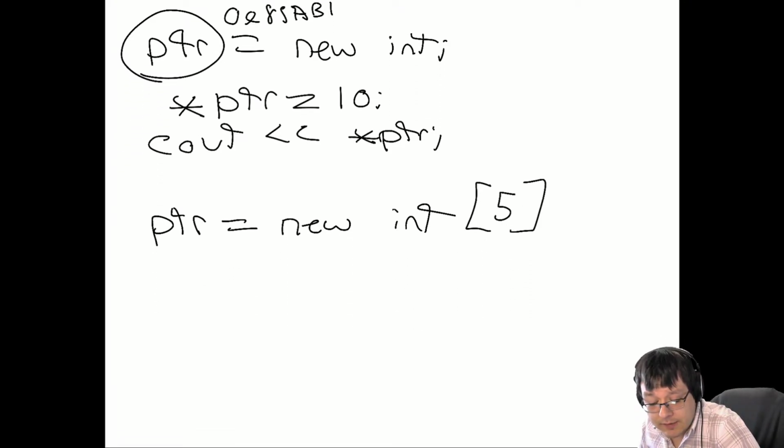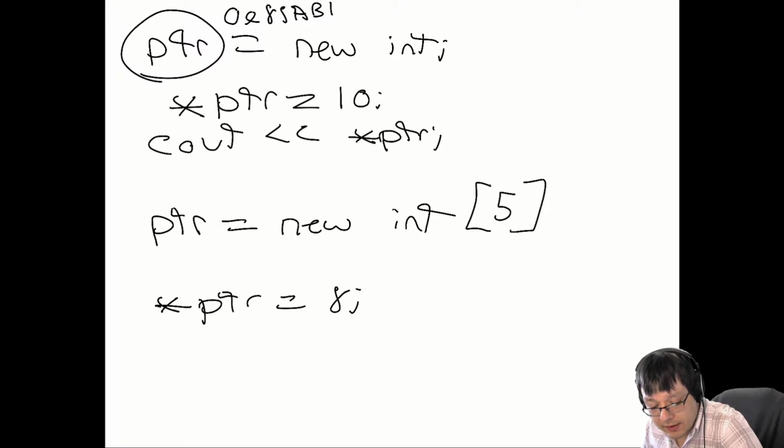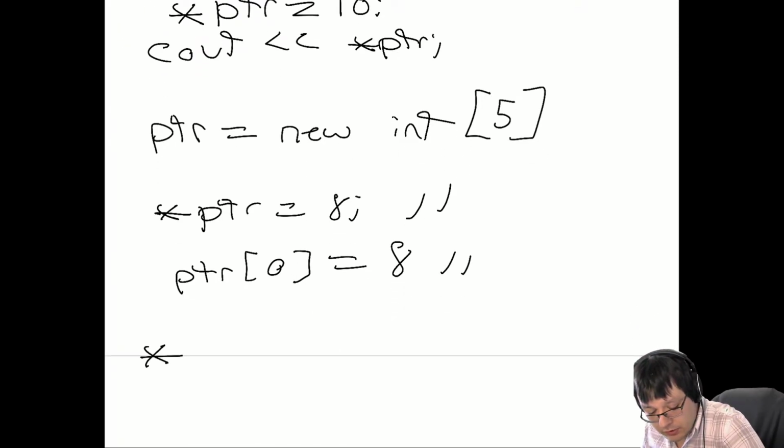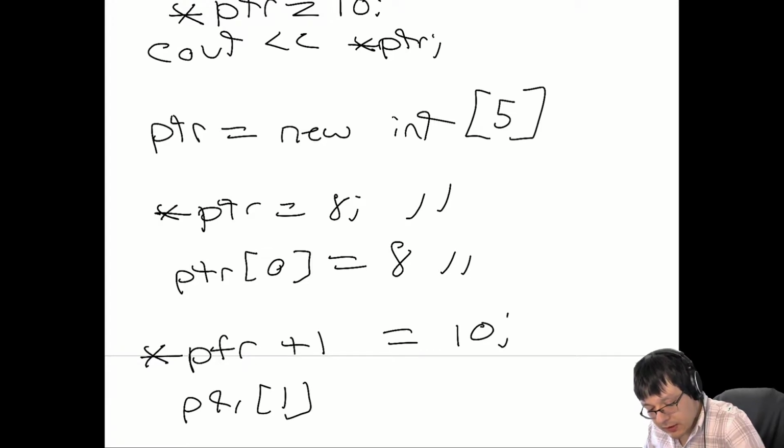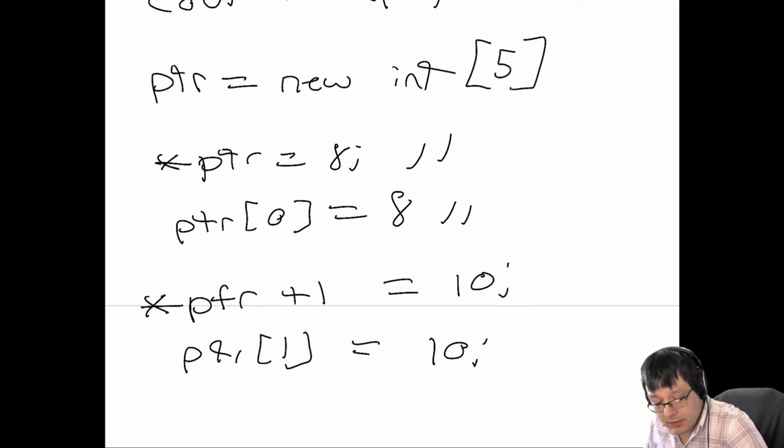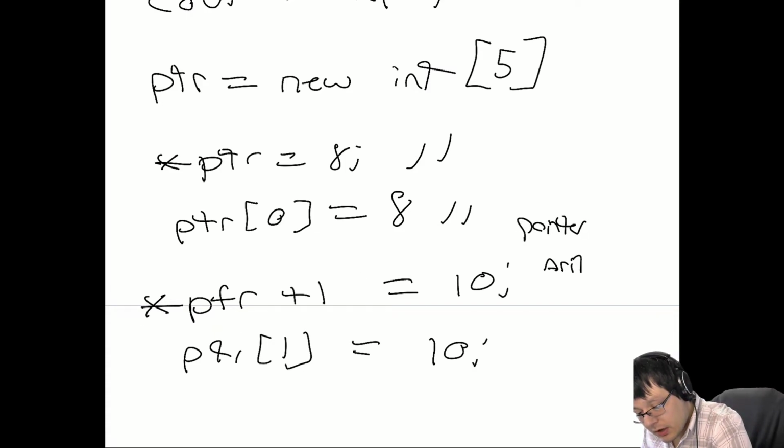By creating an array, I can now access all of the elements. If I wanted to access index 0, I could say something like *ptr gets 8, and that's the same thing as saying ptr[0] gets 8. These two are the same. I can also do *(ptr + 1) gets 10, and that's the same thing as doing ptr[1]. So you might be asking yourself, what the heck is this? That is known as pointer arithmetic.